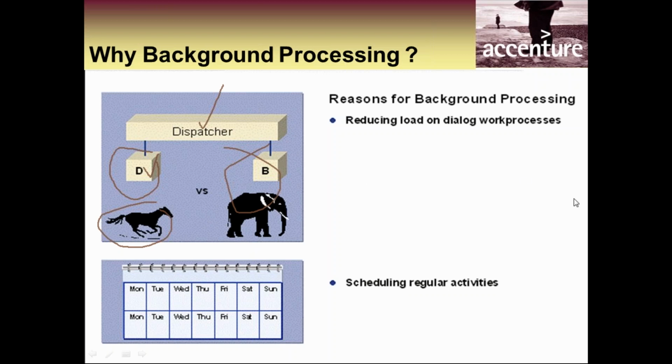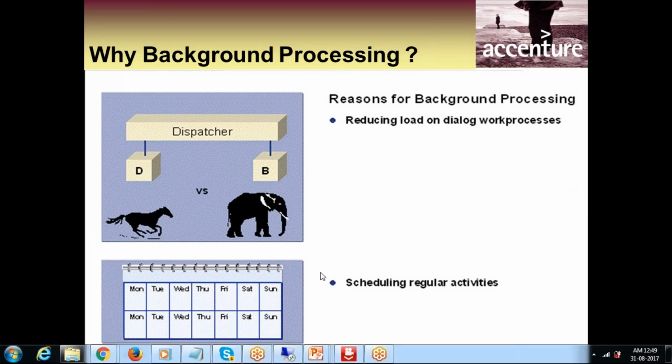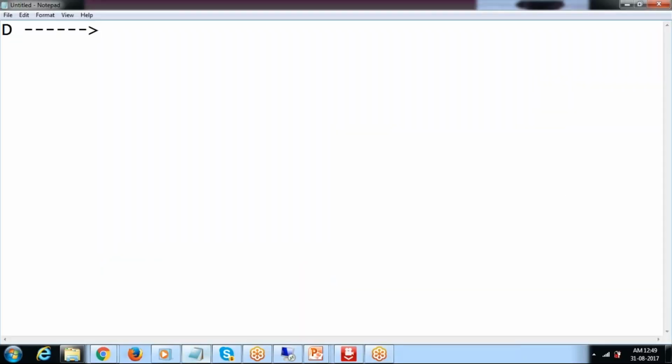Now, what are you understanding for the dialogue work process, and what are the important points? In the last class we discussed the same thing: what is the meaning of background, what is the meaning of dialogue work process, and what are the important points. The same points will be repeated here also. Now, coming to the important points of the background work process, what is the first point here?